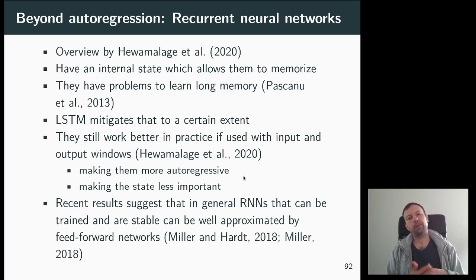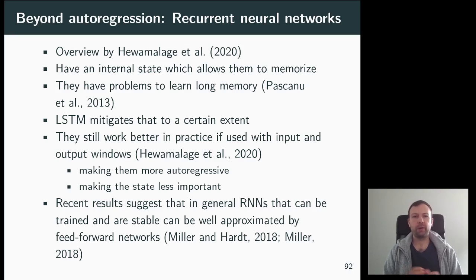And now, yeah, so far I've talked only about autoregression, right? So you just have a window, some lags, and that's everything your model ever sees. But now, obviously, we can go beyond that with recurrent neural networks. There's a recent overview paper by my team in 2020. The recurrent neural network obviously has an internal state, which allows it to memorize.